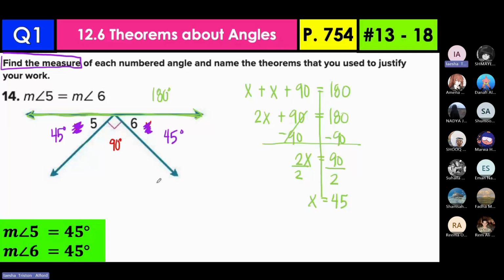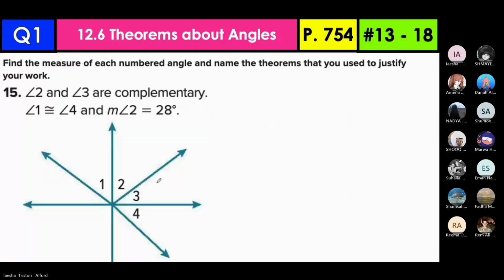Question number 15. It says angle 2 and 3 are complementary. What is the meaning of complementary? Corner angle at 90 degrees. So this one is 90. So that means 2 and 3, this should be a corner angle here.